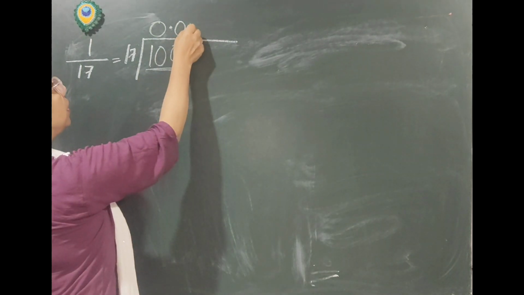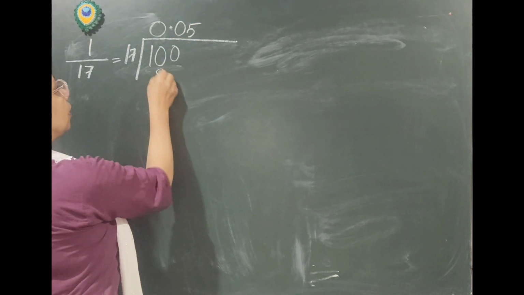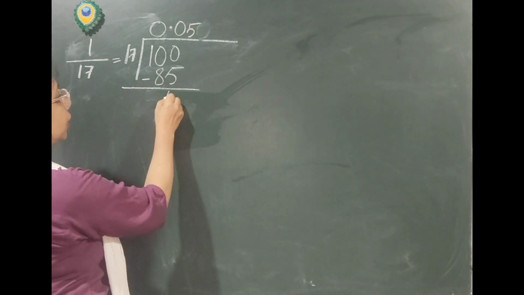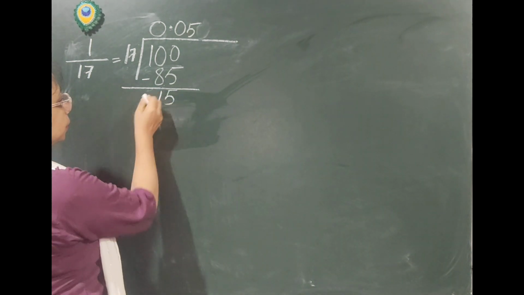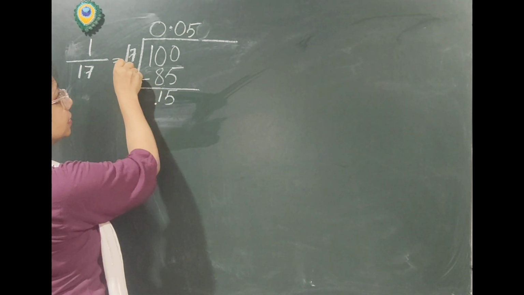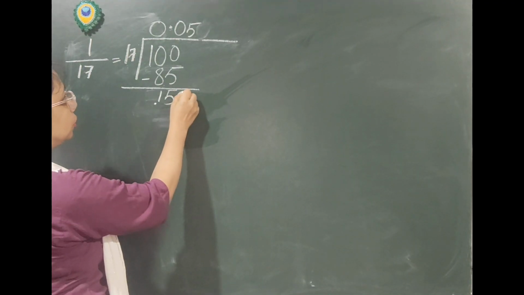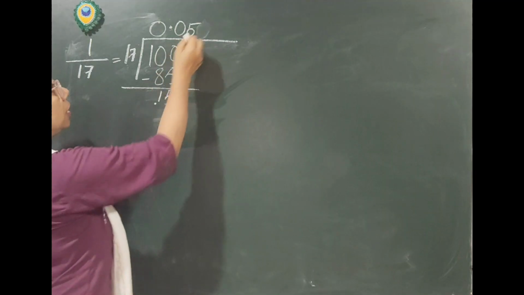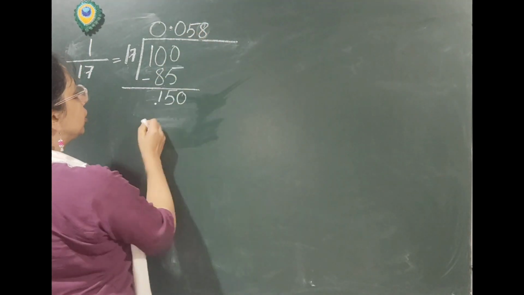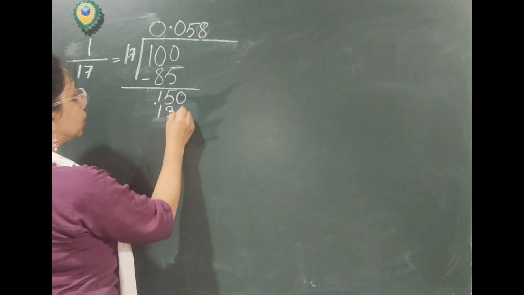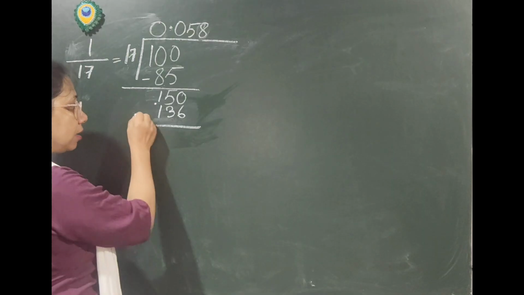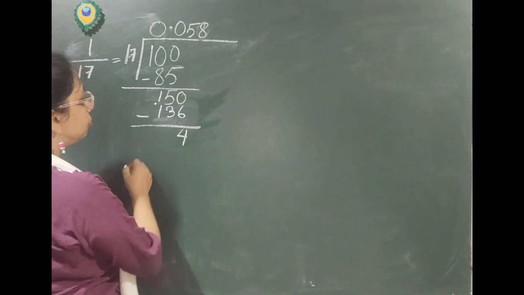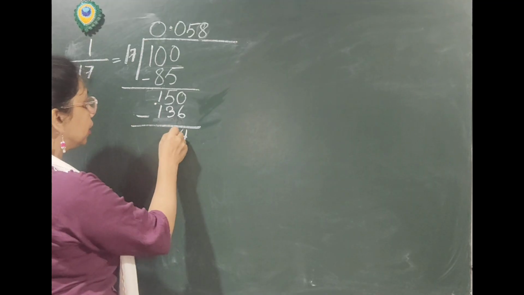And 17 fives are 85. Let us subtract 85 from 100. We get 15. 15 is less than 17. We can take one 0 due to this decimal point. And then let us multiply 17 by 8. We get 136. Let us again subtract 136 from 150. We get 4 from this side and 1 here.